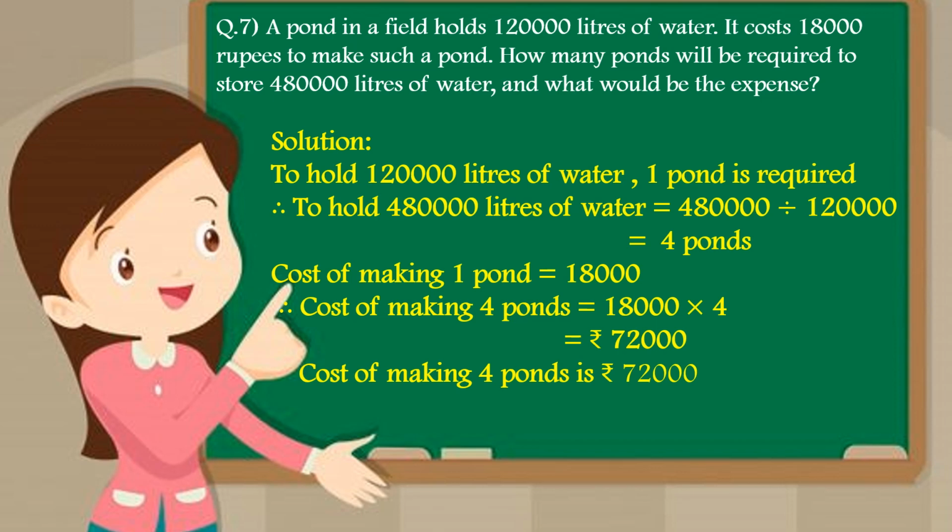Now cost of making one pond, we know it is 18,000. So cost of making 4 ponds will be 18,000 into 4, that is rupees 72,000. Hence the cost of making 4 ponds is rupees 72,000.